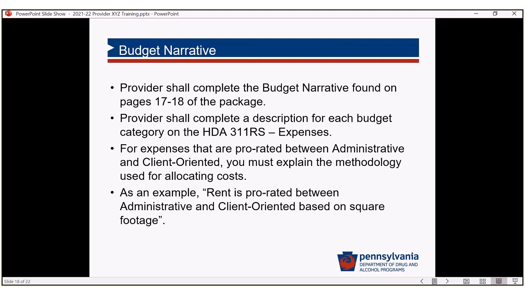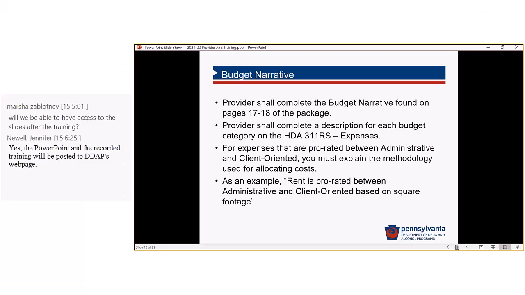The provider shall complete a description for each of the budget categories, a statement noting how you arrived at that number. Where those expenses are prorated between administrative and client-oriented, you must explain the methodology for allocating those costs between the two. As an example, rent prorated between administrative and client-oriented based on square footage.